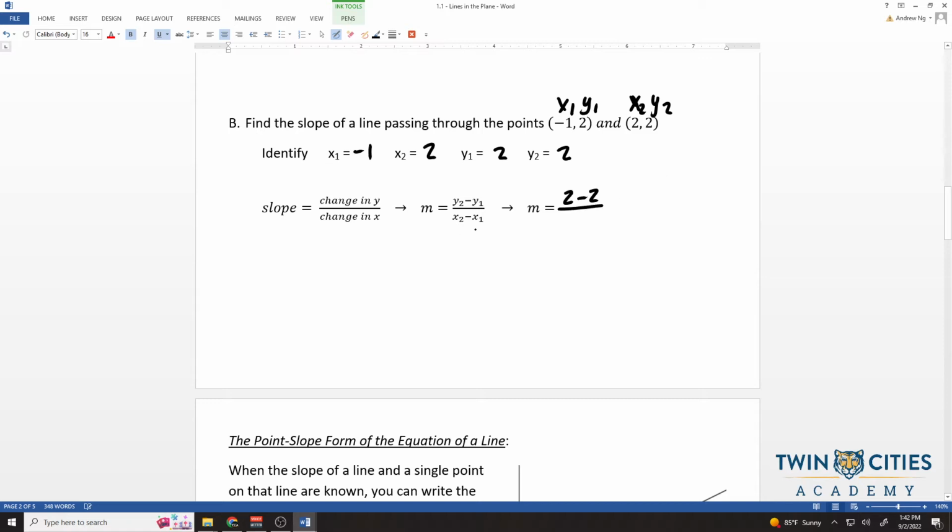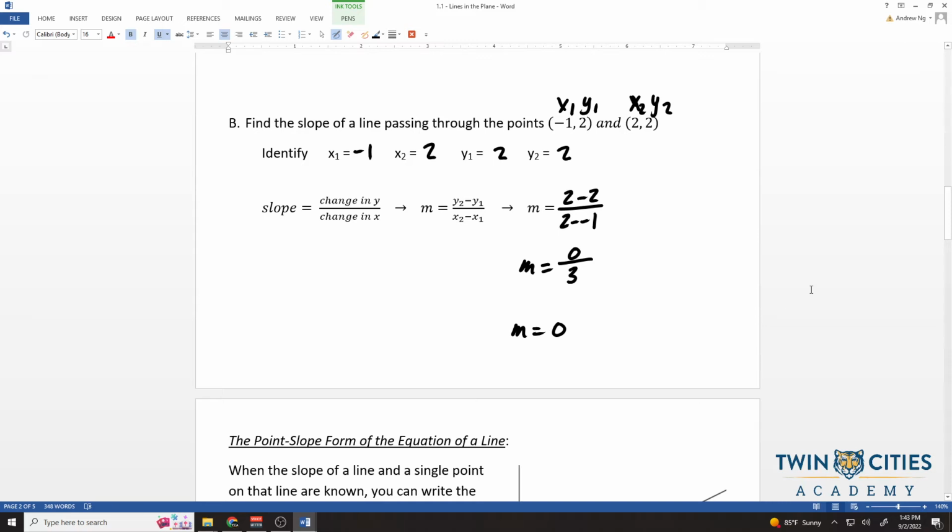over x2 minus x1, so 2 minus -1. Now note here, we only said that x1 and x2 cannot be the same. y1 and y2 can be the same. So we could actually subtract this completely out and have a 0 on top, and that would be fine. M equals 0 over 2 minus negative 1, which would be 3, but then 0 divided by 3 would just be 0. So your slope is 0.